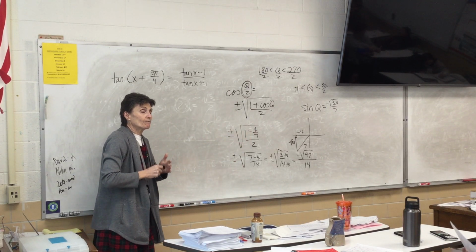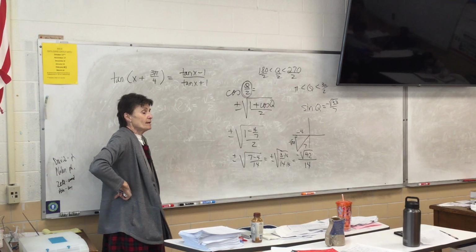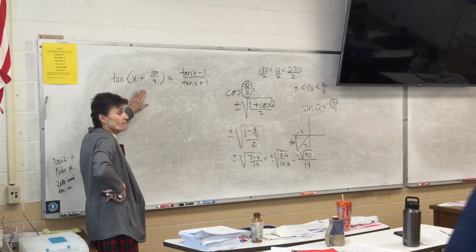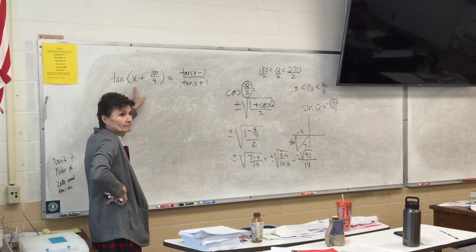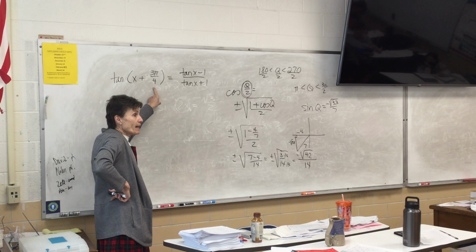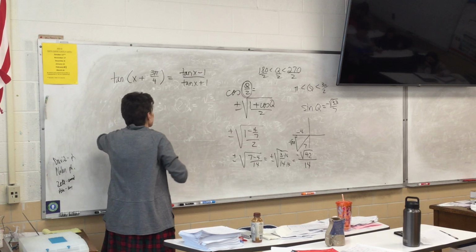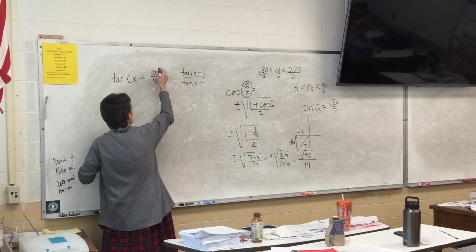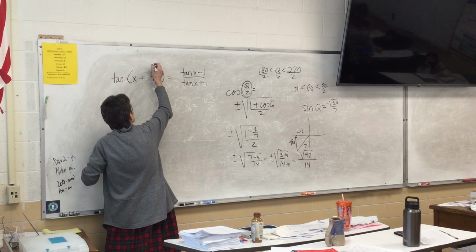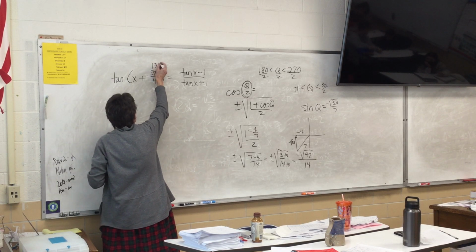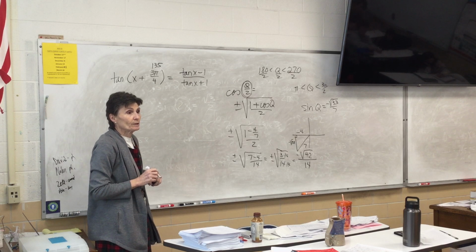Of course, there are lots of different ways to do the problem. But what occurs to me when I see this is that I have a formula for that, don't I? What's the formula for the tangent of an angle plus an angle? Oh, by the way, what's 3 pi over 4? 135 degrees. So if it's easier for you to do it in degrees, go ahead and do it in degrees. That's up to you.